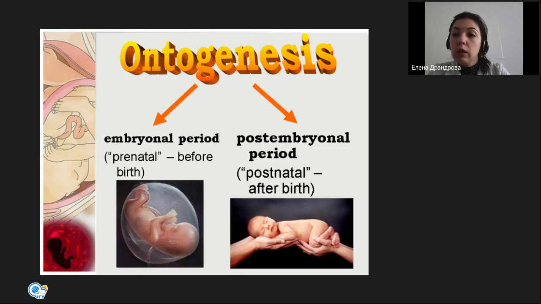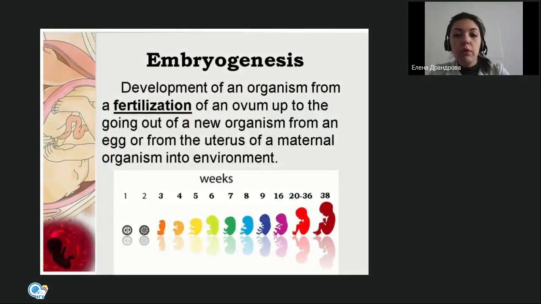The embryonal period in different species lasts a different time. In humans, the embryonal period, or intrauterine development, or pregnancy, lasts about 9 months. It's about 28 to a maximum of 42 weeks. For all mammals, including humans, this embryonal period occurs inside the maternal body, inside the uterus. In some species, like birds, turtles, and snakes, this period occurs outside of the maternal body, like in eggs, for example. For fishes, it is inside the caviar.